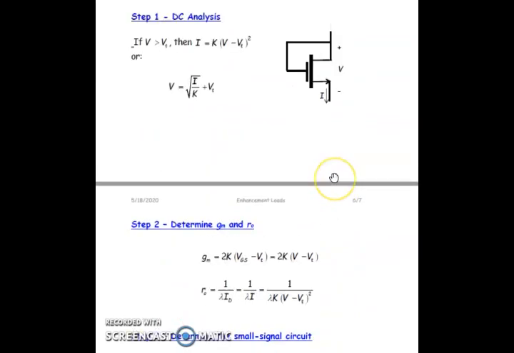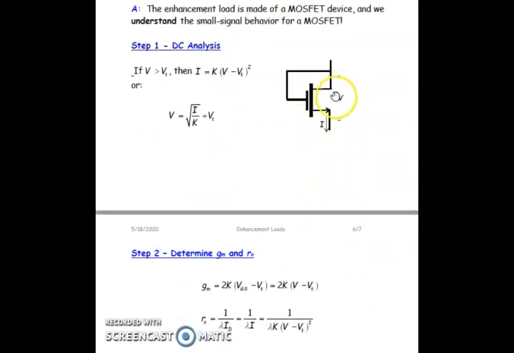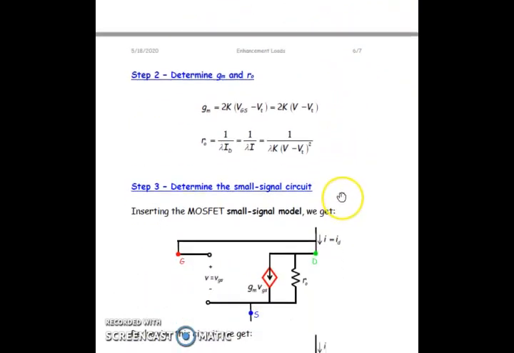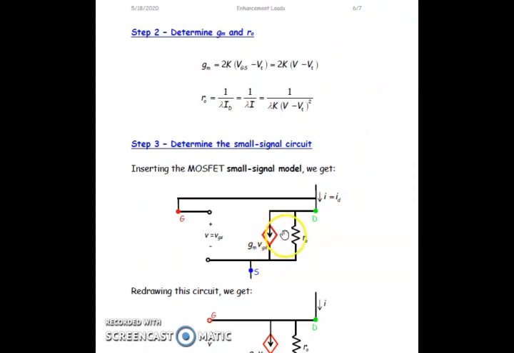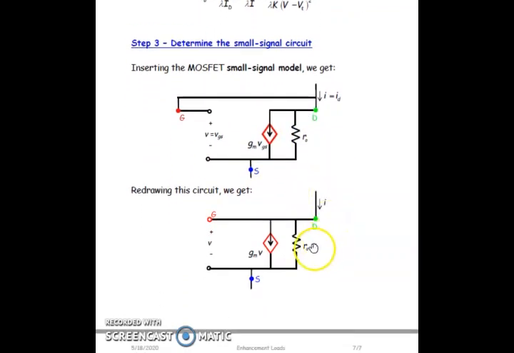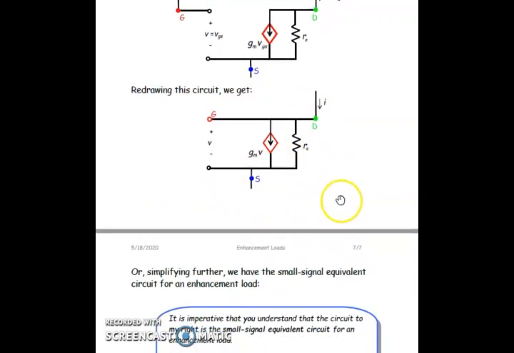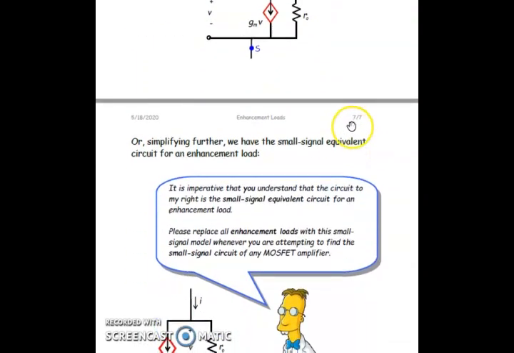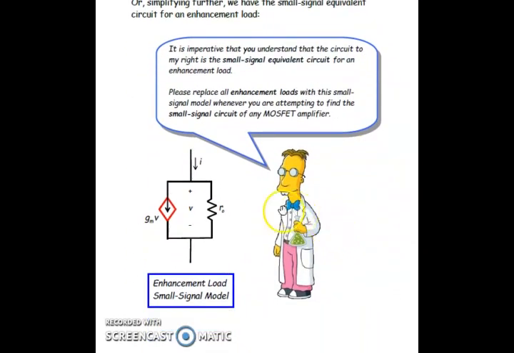So basically this is my load. This load has a constant current flowing, and that can be modeled this way: gm times vgs, with r0 connected between gate, source and drain. And if I want to redraw the circuit, it will look something like this. So this is how I'm going to get the small signal model for that particular circuit. Now if I simplify this further, this is what I'm going to get.